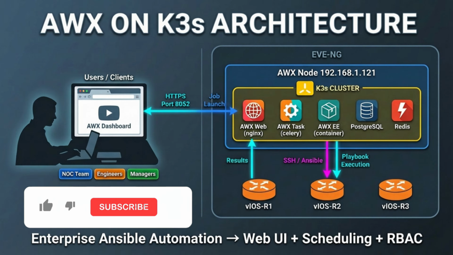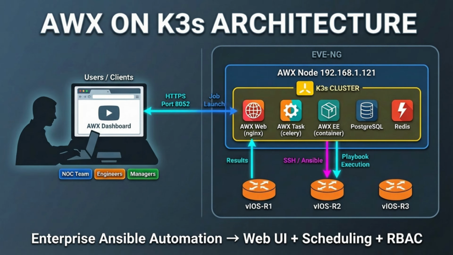So when someone clicks launch job, the request goes through AWX Web, gets processed by AWX Task, runs in the EE container, connects to your devices via SSH, and boom, results show up in the dashboard. So there are a couple of containers working behind the scenes. Now let's understand how it gets installed layer by layer to build this complete stack.